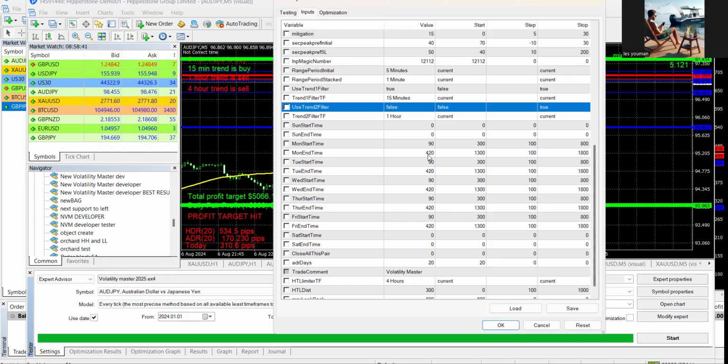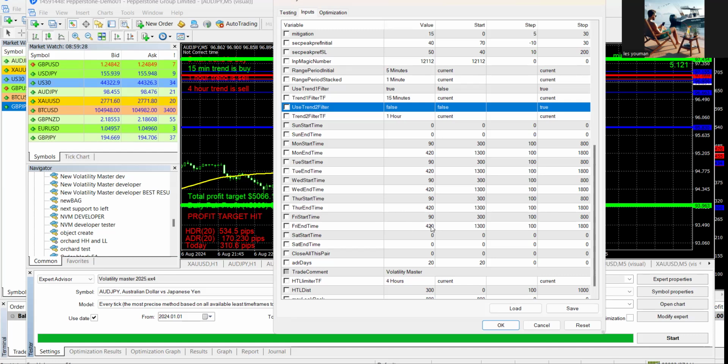And likewise, when it gets to 420 minutes, and it was just easier to work in minutes rather than have an hour and a minute entry. When it gets to 420 minutes, which is 7 hours after the market opens, it's going to stop looking for any entry points. So it's just trading that, what's that, a 5.5 hour period every day.